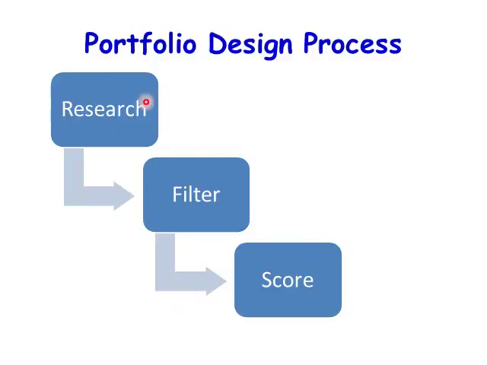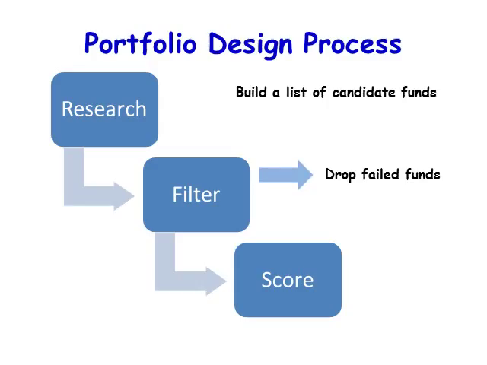Let's continue with the design here. It's a process. We start with research, then we go through filter. We do research for candidate funds, then filter them for inclusion and exclusion. So research, we will build a list of candidate funds. Then we'll use a filter to drop out some of the funds which failed the test. Then we'll score them and assign a score to the fund.